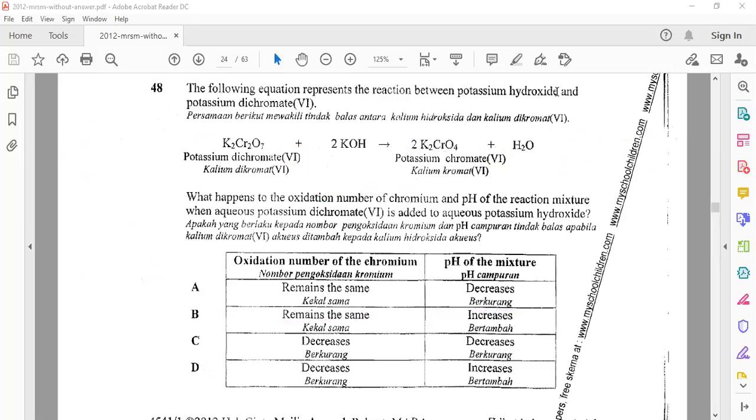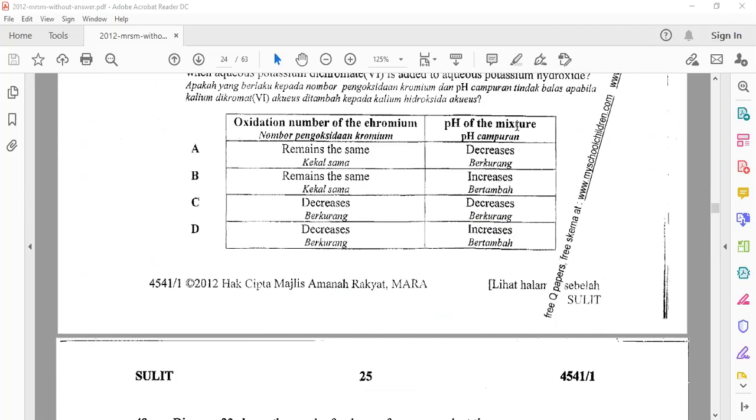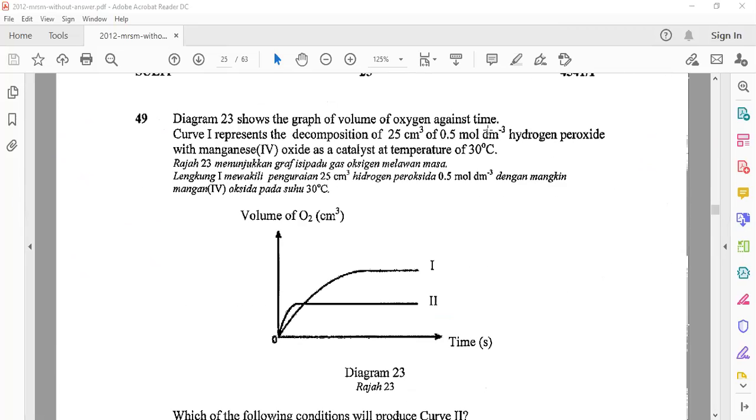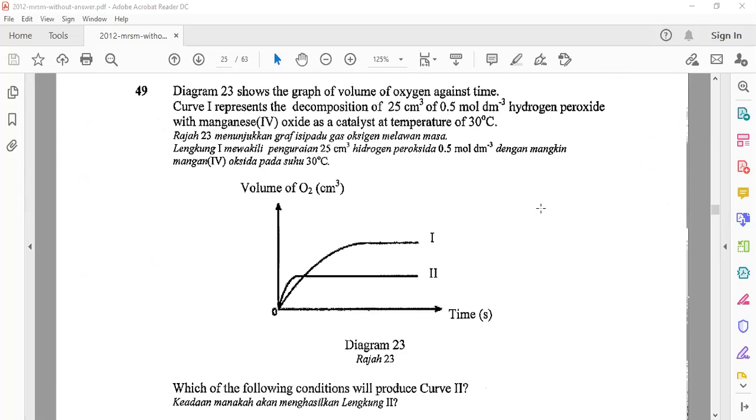Next part, which is question 49. Question 49 shows you two graphs of volume of oxygen against time. Which graph will have a higher rate of reaction? Your answer should be 2. Can you see this line and this part? It is having a higher rate of reaction.